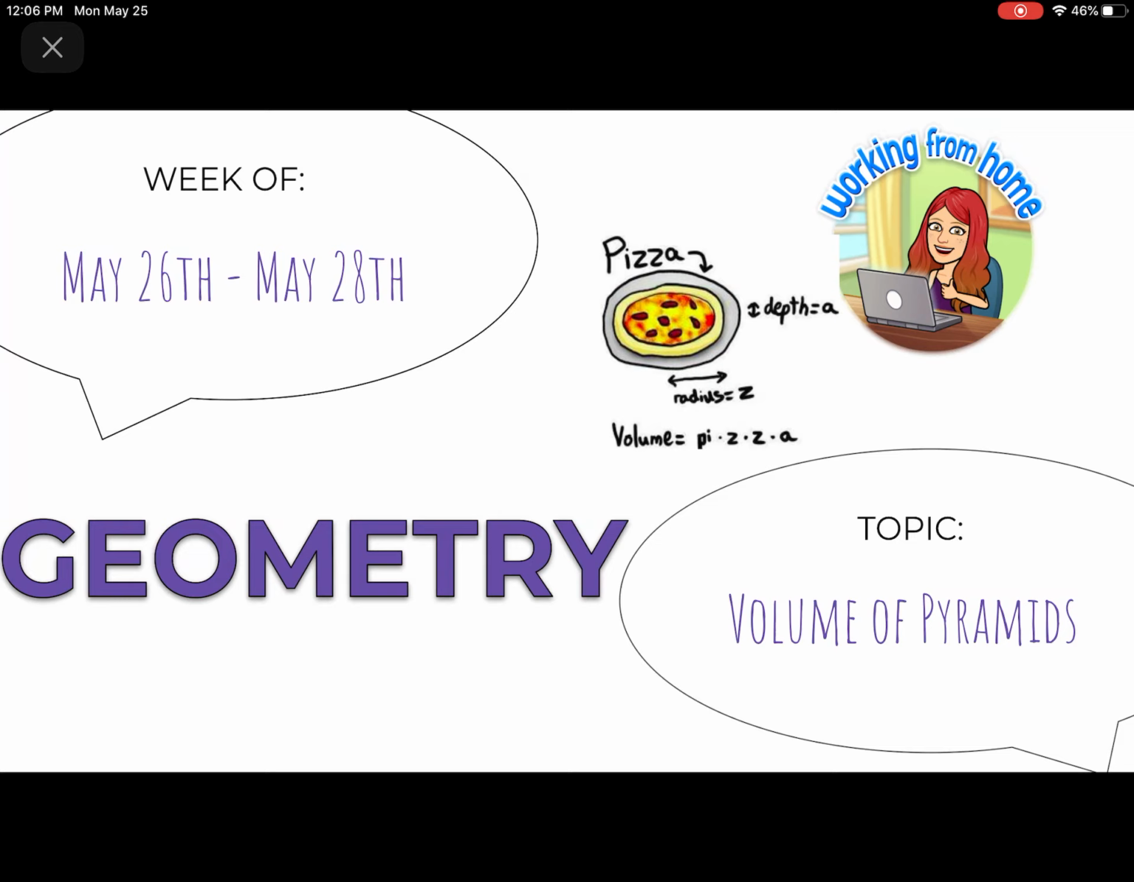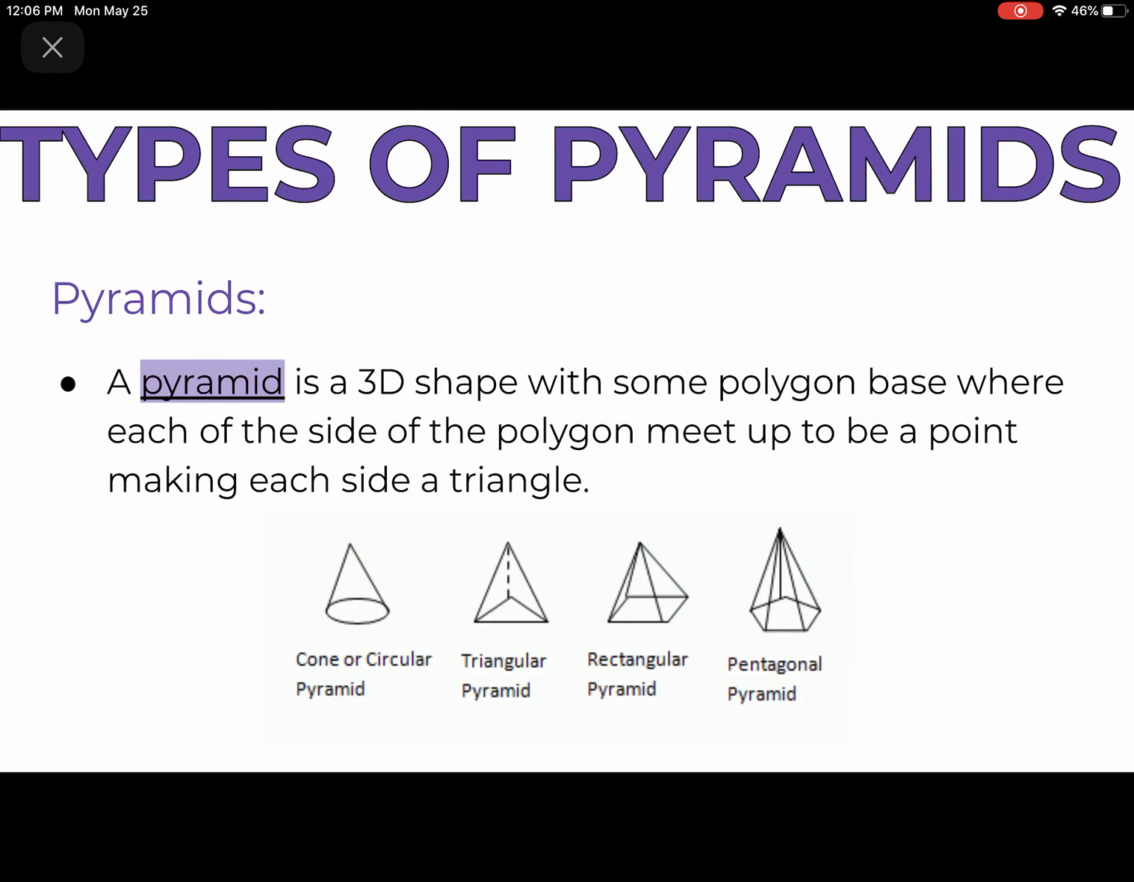Today we're going to be talking about volumes of pyramids, and a type of pyramid is cones. We'll see that as well. Just a quick little picture with volume. The volume of pizza is pizza. All right. So, types of pyramids.